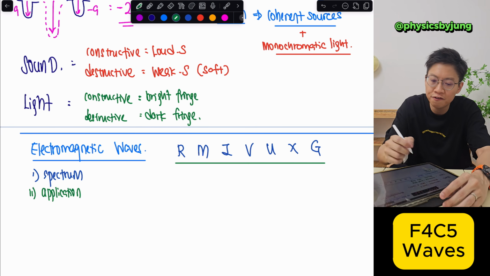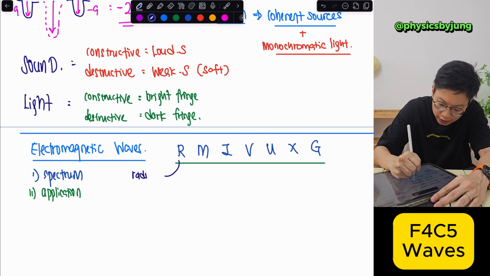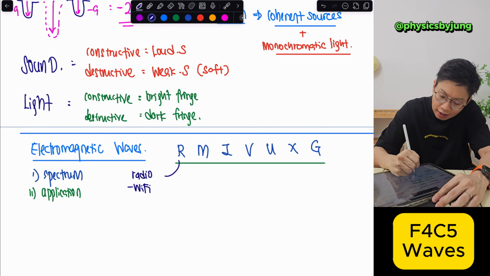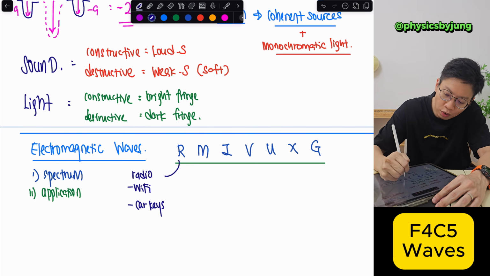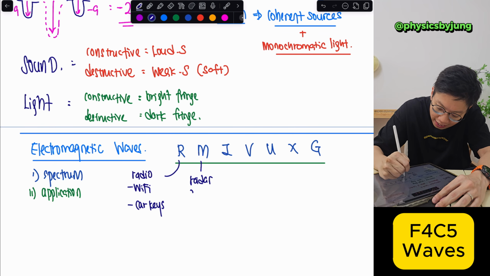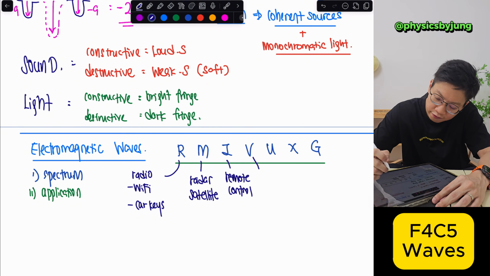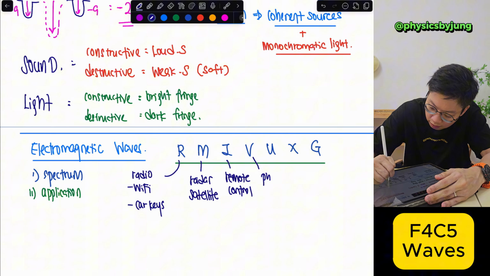Okay, I will list down a few common ones. For example, where do we use radio wave? Radio is usually used in our Wi-Fi signal and also car keys. What about micro? It is used in radar, anything that is satellite related. Infrared, usually we use this in the remote control, the red color light. V is visible light, whereby we use this for, I will just write, photosynthesis.